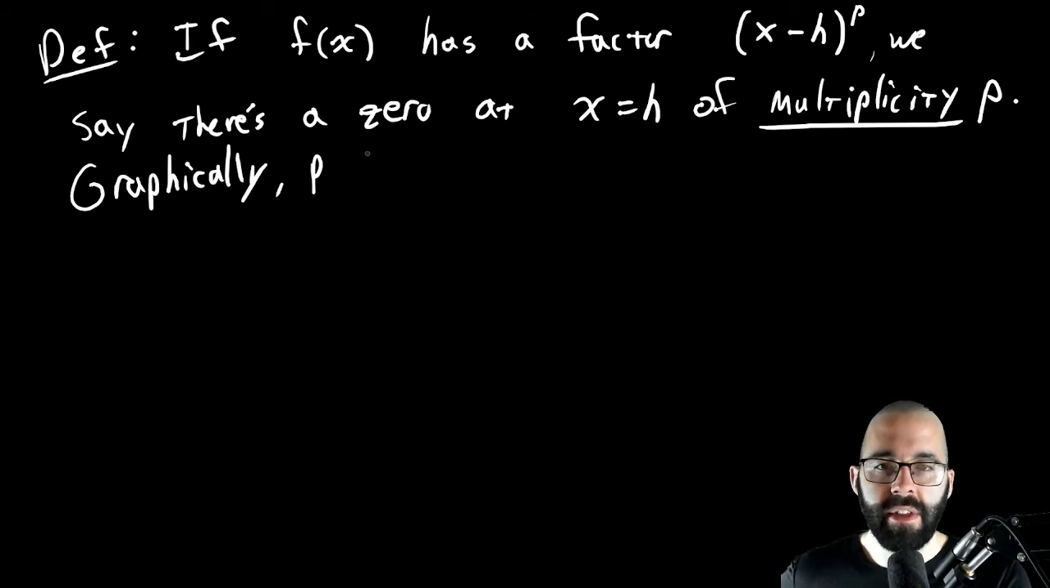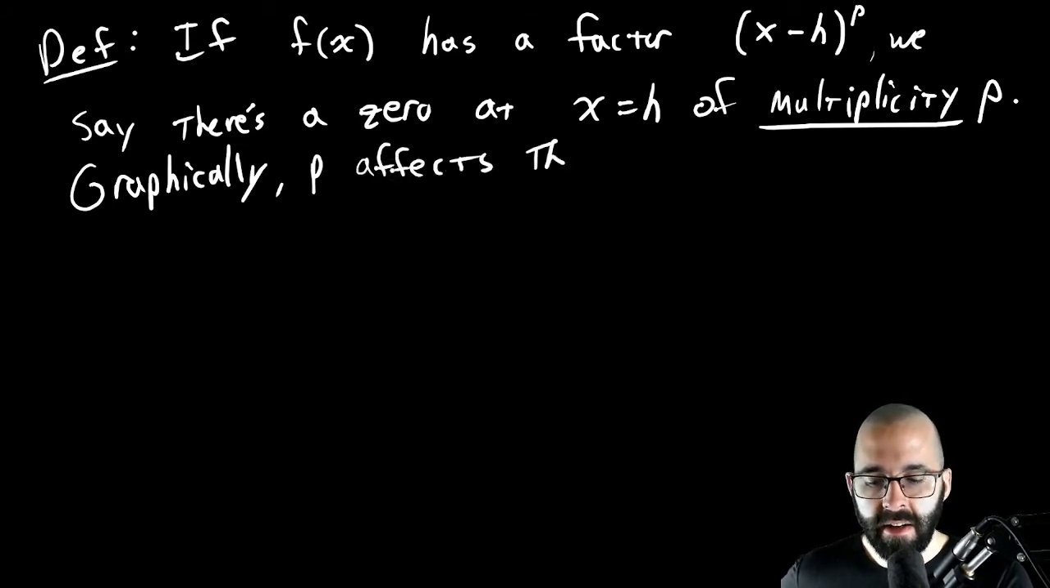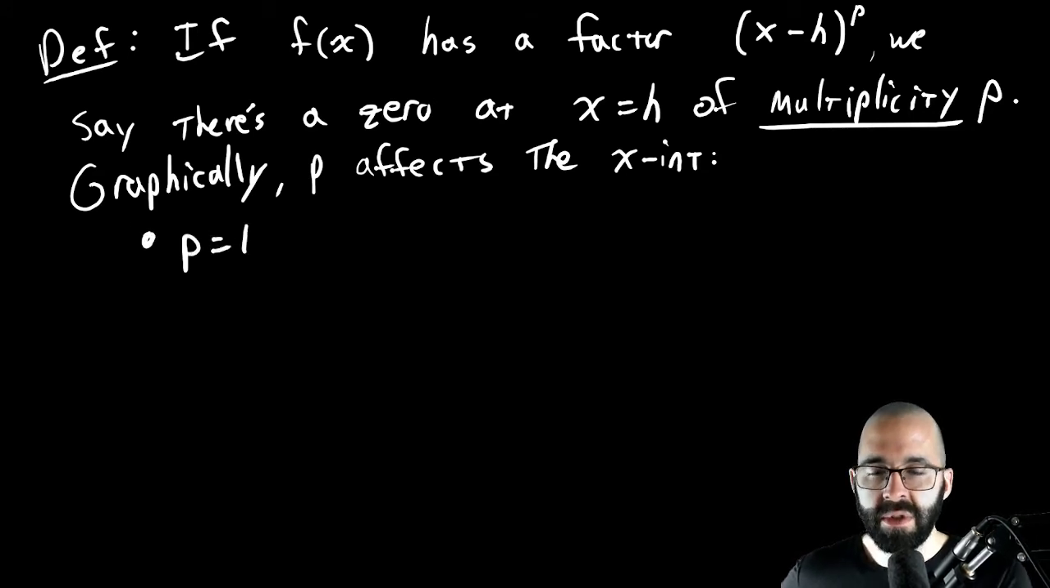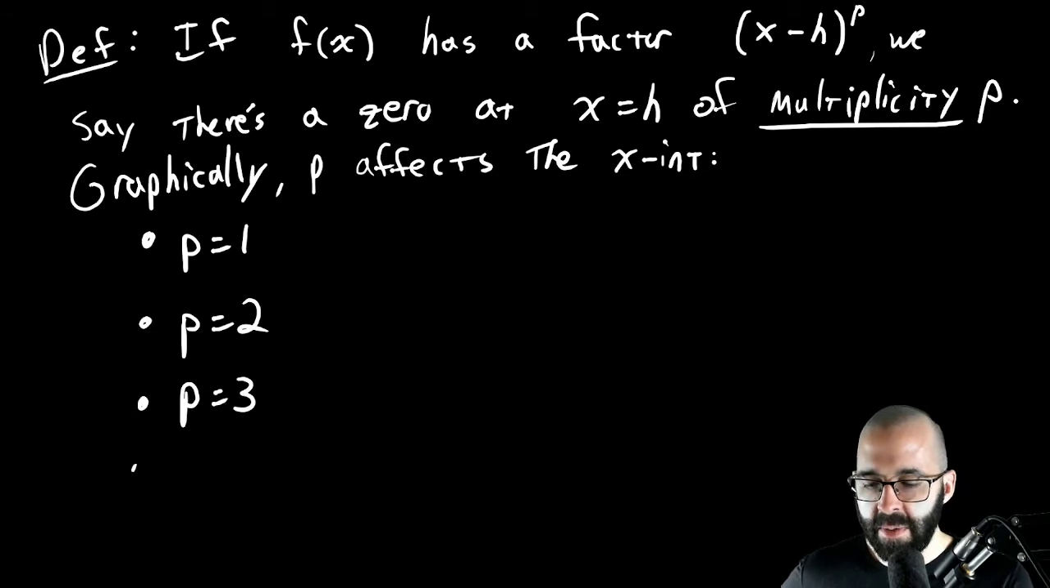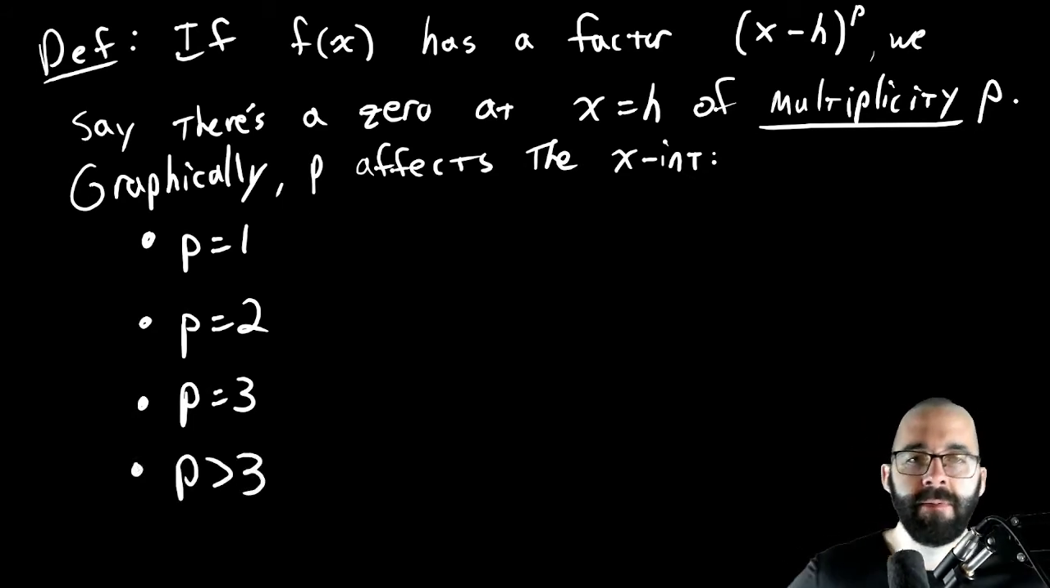P does different things and it affects the x-intercept. Let's not use letters. Bullet point. If P equals 1, something's going to happen. P equals 2, something's going to happen. P equals 3, something's going to happen. If P is bigger than 3, something's going to happen.